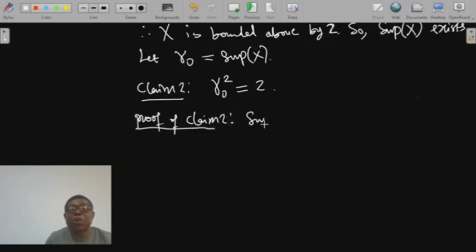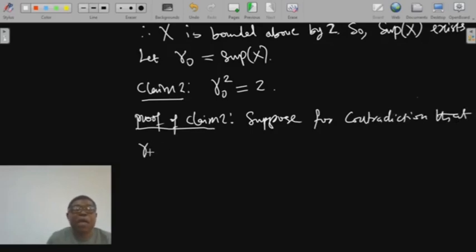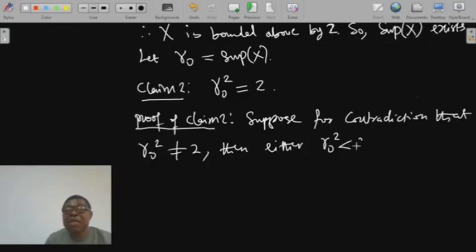We suppose for contradiction that gamma naught squared is not equal to 2. Then either gamma naught squared is less than 2, or gamma naught squared is greater than 2.